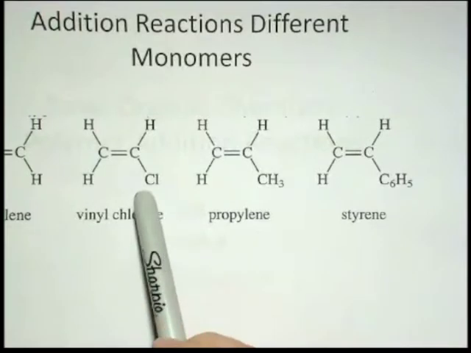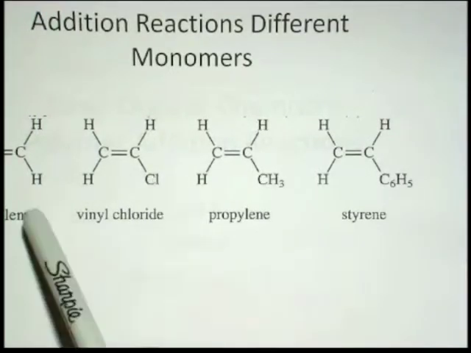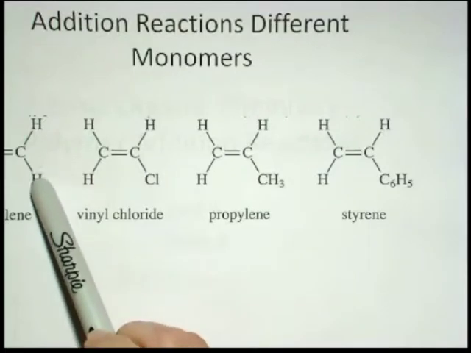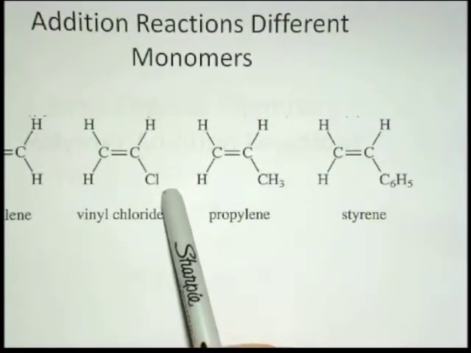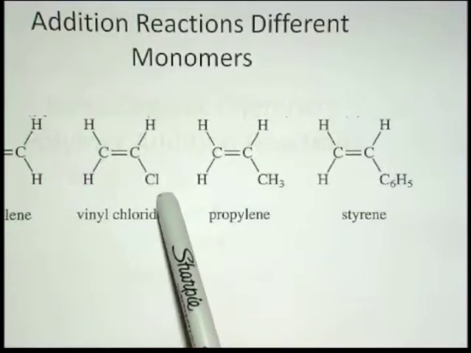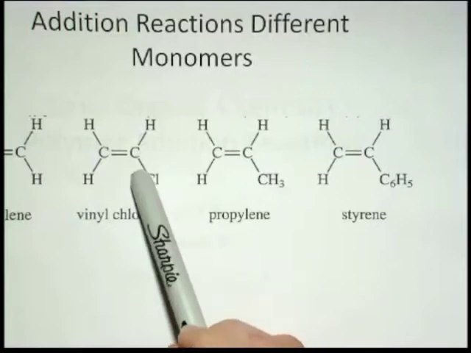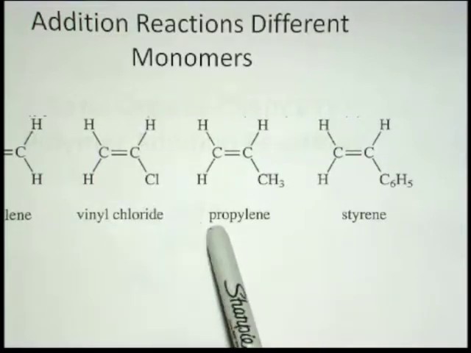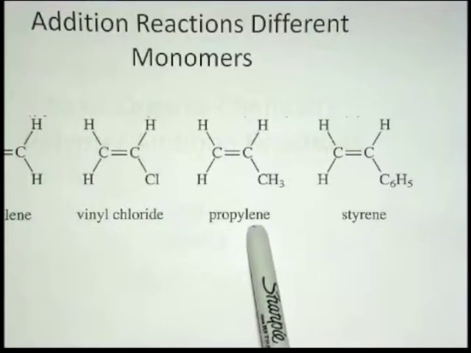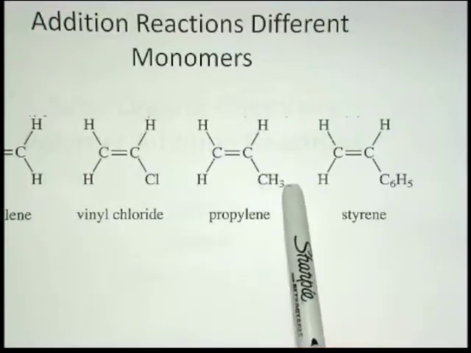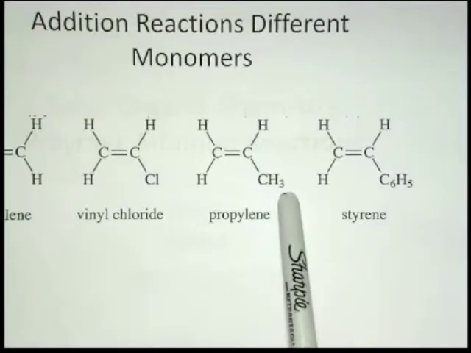So I'm going to scoot this over so you can see a little bit better. This particular monomer is called vinyl chloride, and you can see that the hydrogen on the ethylene has been replaced with a chlorine atom. So we say the hydrogen has been substituted with a chlorine atom. That gives us a new monomer. This is another common monomer called propylene. And again, a hydrogen on the ethylene molecule has been substituted out for a methyl group.